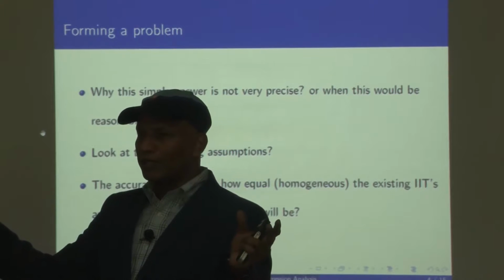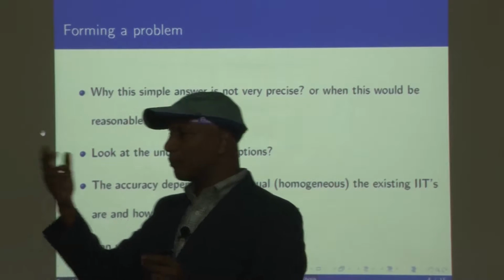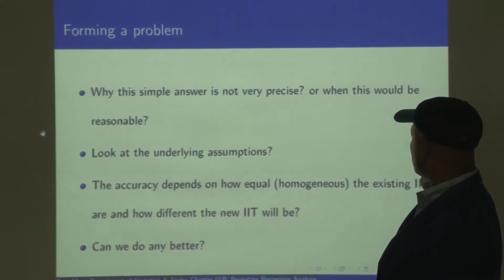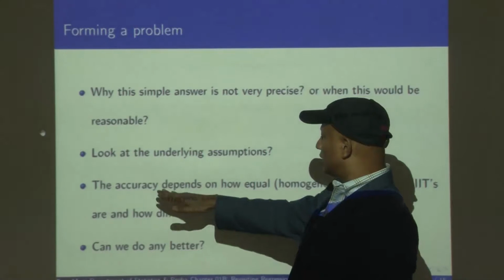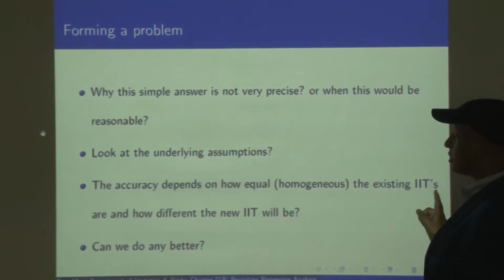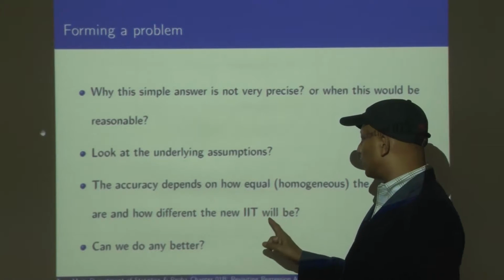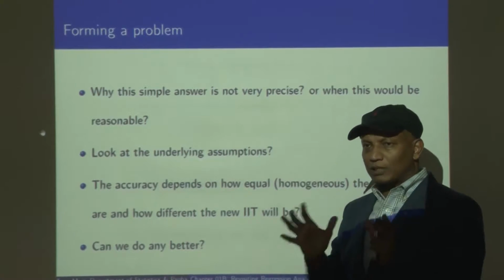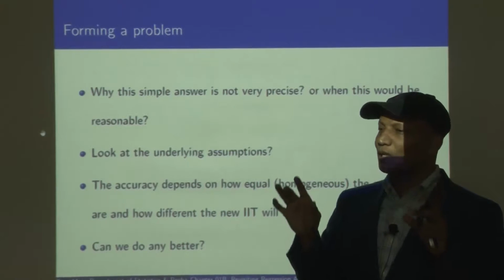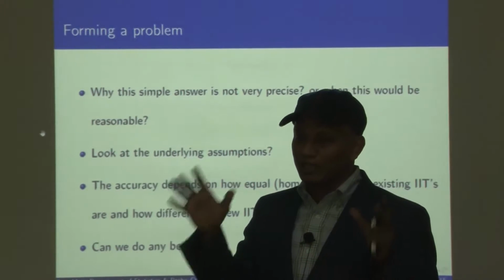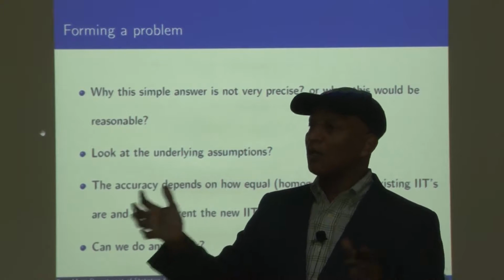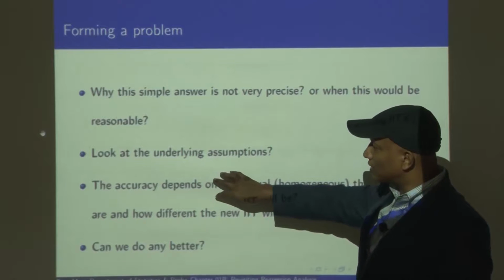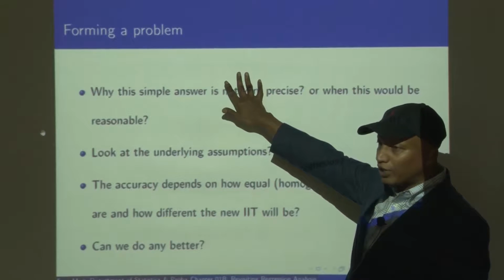If the data are very widely different, then the average prediction is also going to be wrong. So that means you have to find some assumptions, and the accuracy depends on how equal the existing IITs are and how different the new IIT will be. If all existing IITs are very much equal, homogeneous, we can write it in a mathematical way, but essentially it represents the homogeneity of all these IITs. If your new IIT is under this homogeneous class, then this answer is going to be very good.